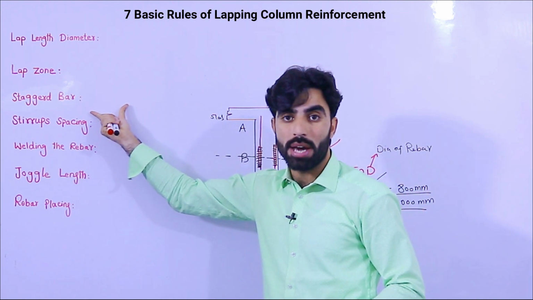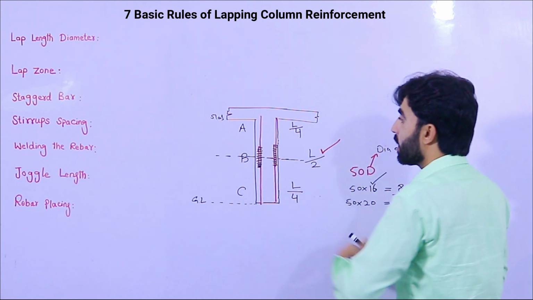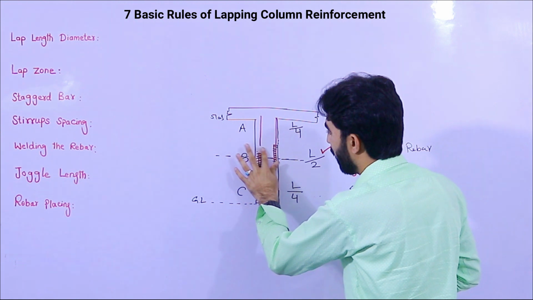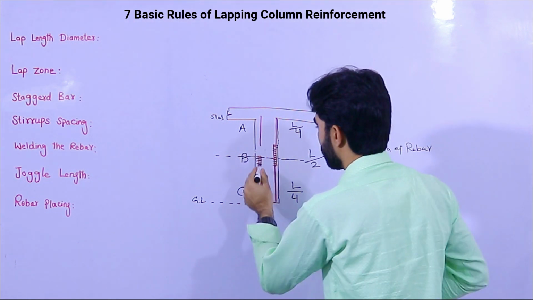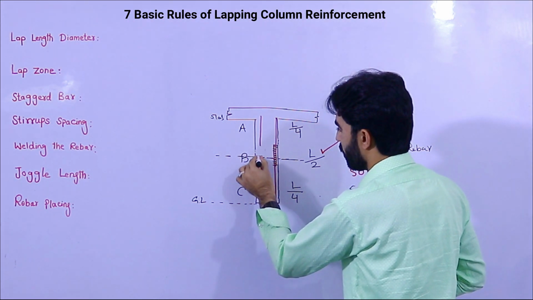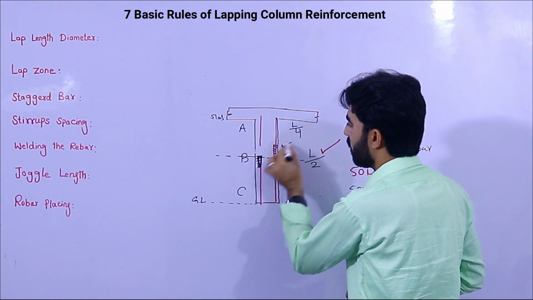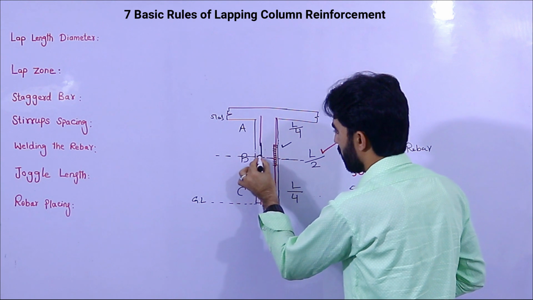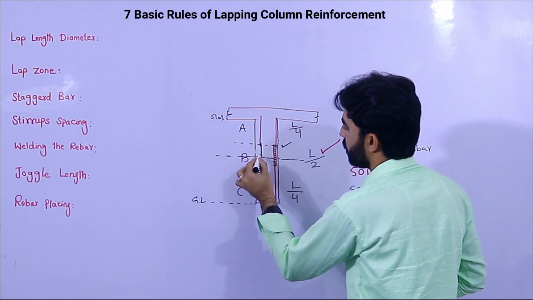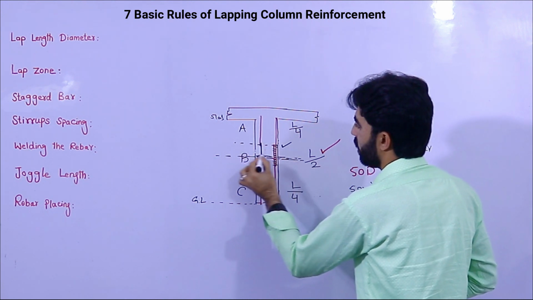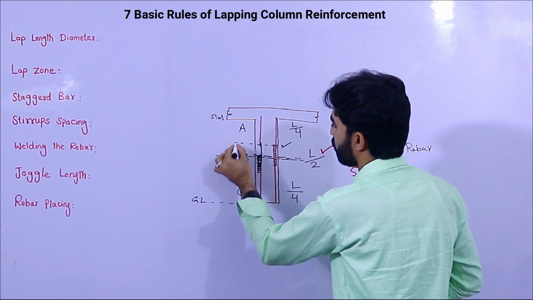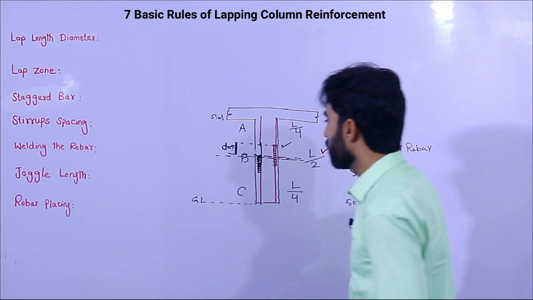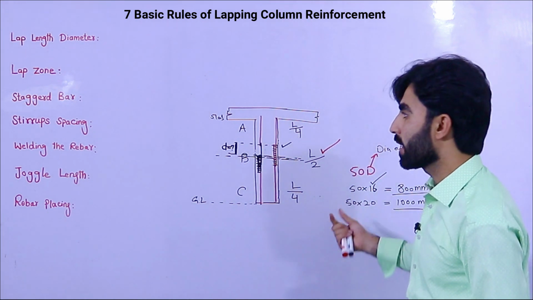So staggered bar means that this bar should be here, this one. It should be a little bit at the bottom like this. You can see here, and the other one should be here like this. You can use it not at the same place. You can see the changes clearly. We should have the distance. So this is the correct method to use staggered bar.